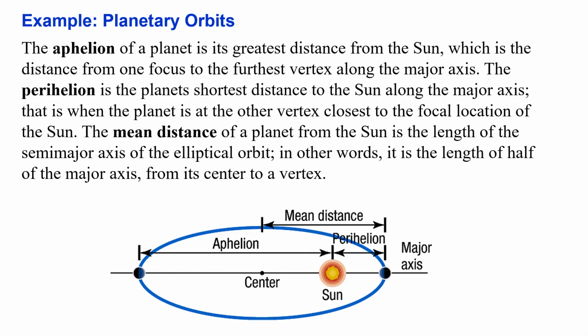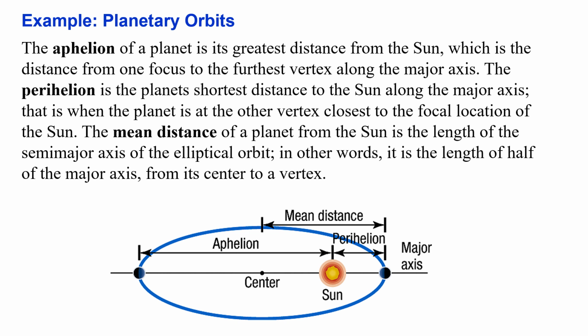In this example, we're going to learn about planetary orbits. And before we solve a particular problem, let's first learn about some terminology. In the given image, we have the graph of an ellipse representing the orbital path of a planet around the Sun. The Sun is placed at one of the foci. We also have the major axis drawn and the center of the ellipse labeled.